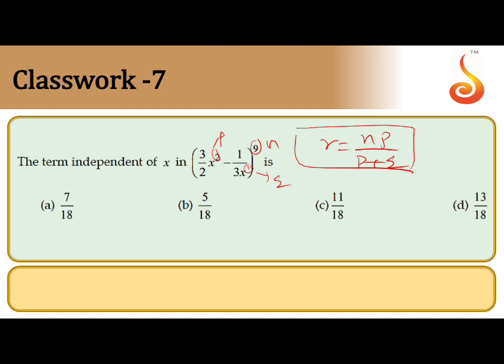So in this question, what can you identify? The p value is 2, the q value is 1, and the n value is 10. So what is the r value? r equals np by p plus q. The np means 10 into 2, 20 by p plus q. Sorry, n is 9, not 10. So 18 by p plus q, 2 plus 1, 3. That gives 6, r equal to 6. If you take r equal to 6 and find the term, that gives the term independent of x only. I will solve the remaining part on the next page.